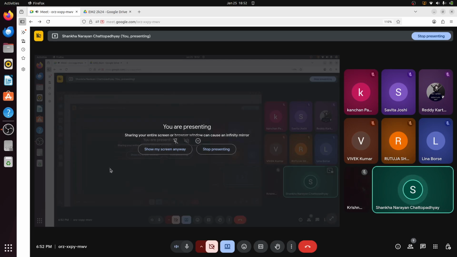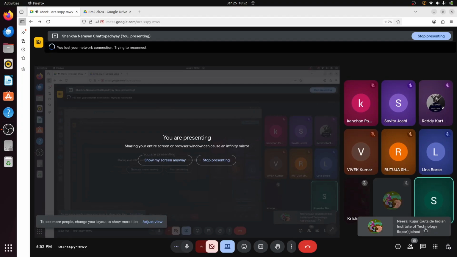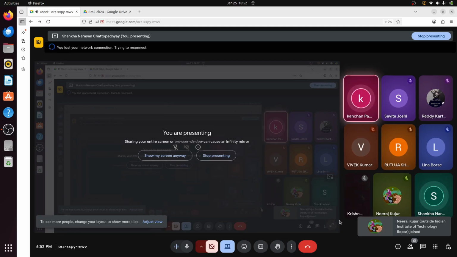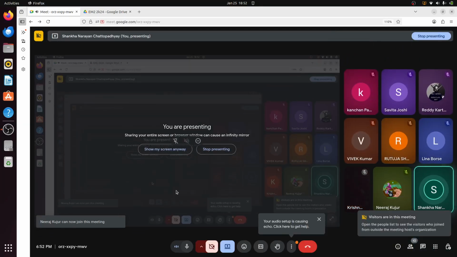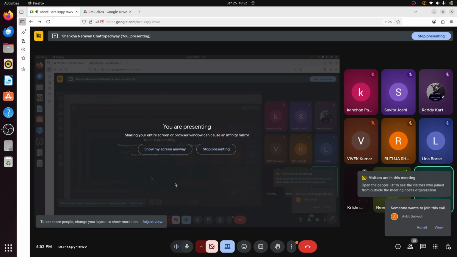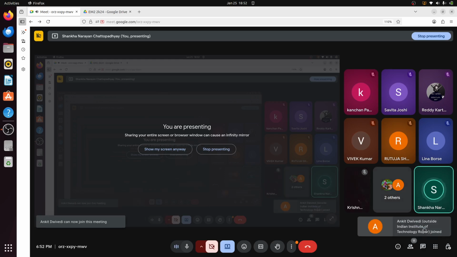Kanchan Patil sir, can you tell what x(t) equal to cos t and y(t) equal to sin t is? Sir, the screen is not visible. Okay, not a problem. I am asking you: x(t) equal to cos t and y(t) equal to sin t. What will be that curve?